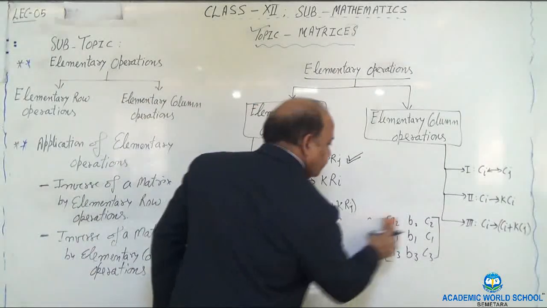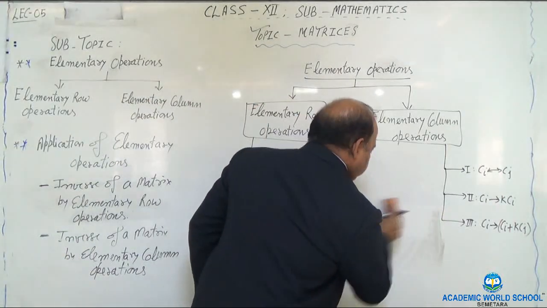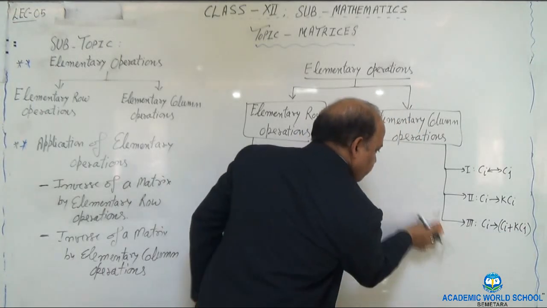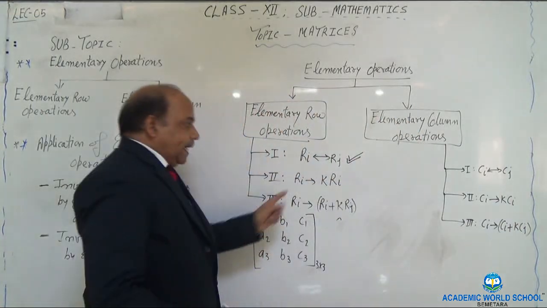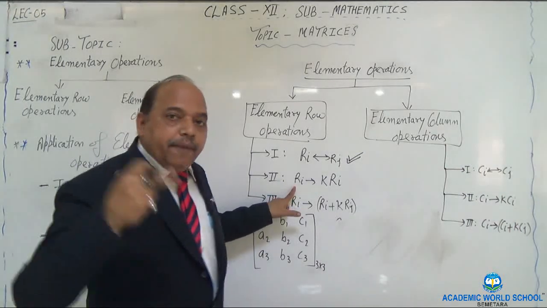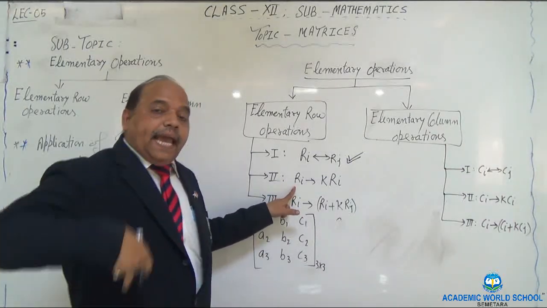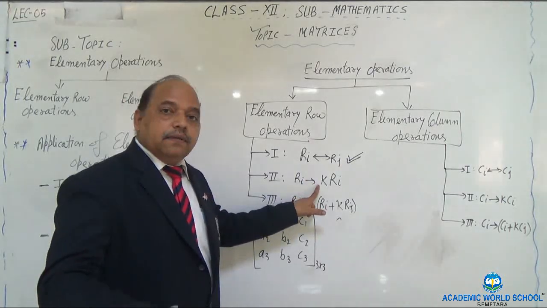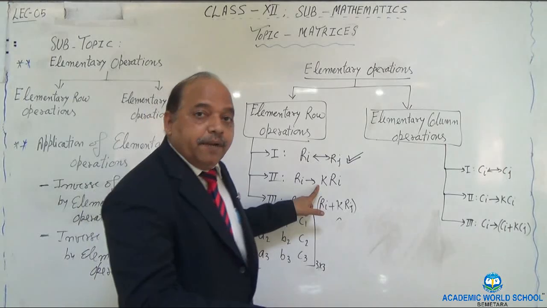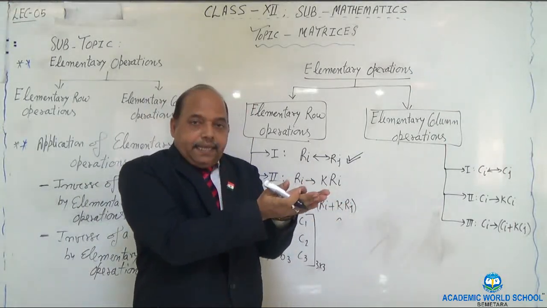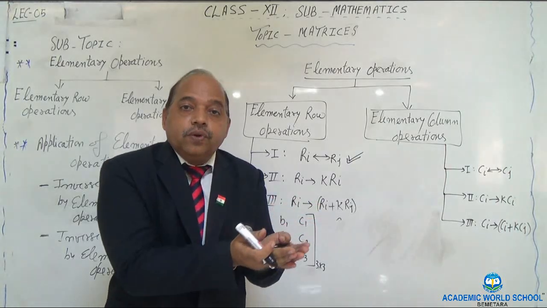What is the second one? The second part says that the elements of the ith row can be replaced by k times the elements of the ith row. What does it mean? Let's say there is a need to replace.